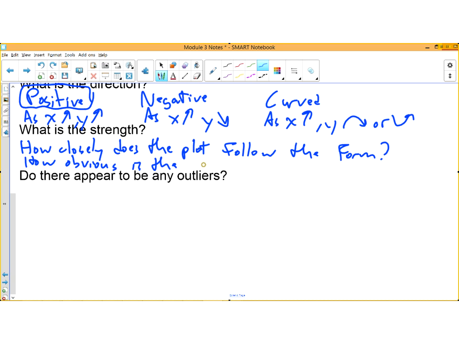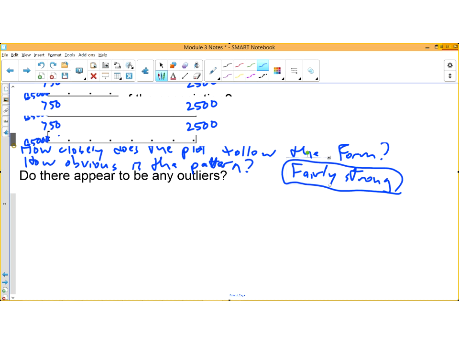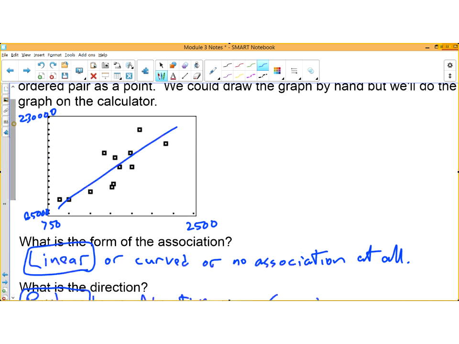Or another question you might have is, how obvious is the pattern? The more obvious it is, the stronger the association. So in this case, I'd say fairly strong or strong. But like I said, this is qualitative, not quantitative. In a little bit, we'll have a more quantitative view of strength.